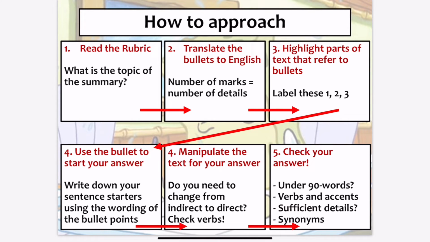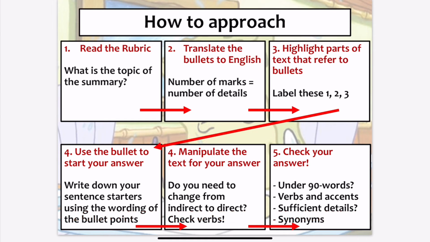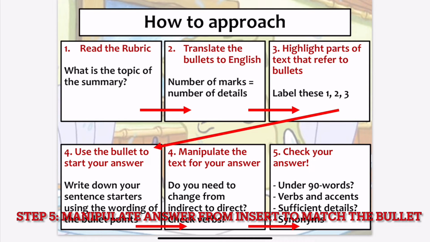When you're talking about reading strategies, we call it scanning. So you're scanning for where that information is. Once you've done that, you go back to your bullet points and use your bullet point to start your answer. So you use it, like I said earlier on, as a little sentence starter. You might have to change it a little bit. Following that, you then want to go to your answers in the insert, and see what you need to change.